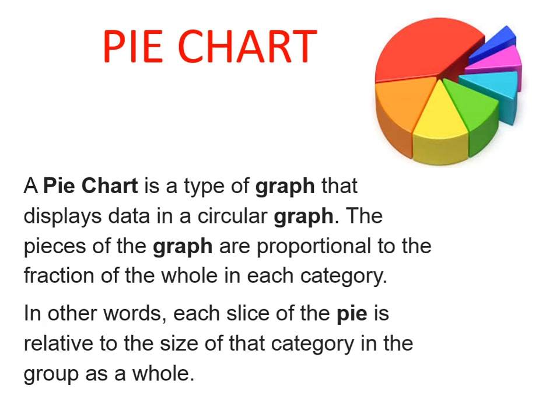First of all, we are going to learn about the pie chart. What is a pie chart? A pie chart is a type of graph that displays data in a circular graph. The pieces of the graph are proportional to the fraction of the whole in each category. In other words, each slice of the pie is relative to the size of that category in the group as a whole.